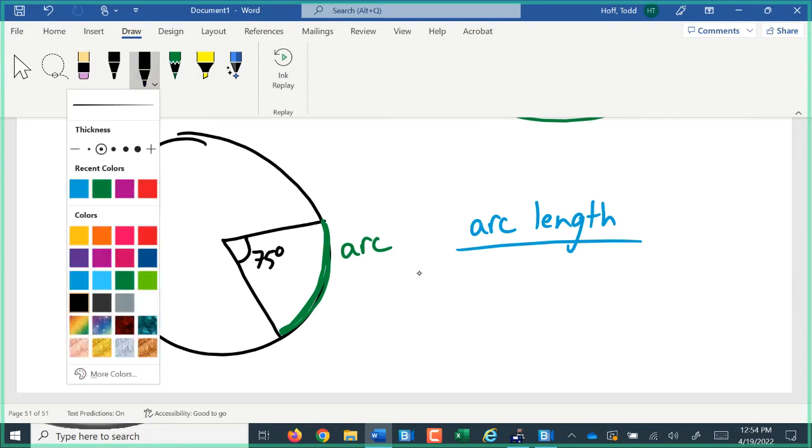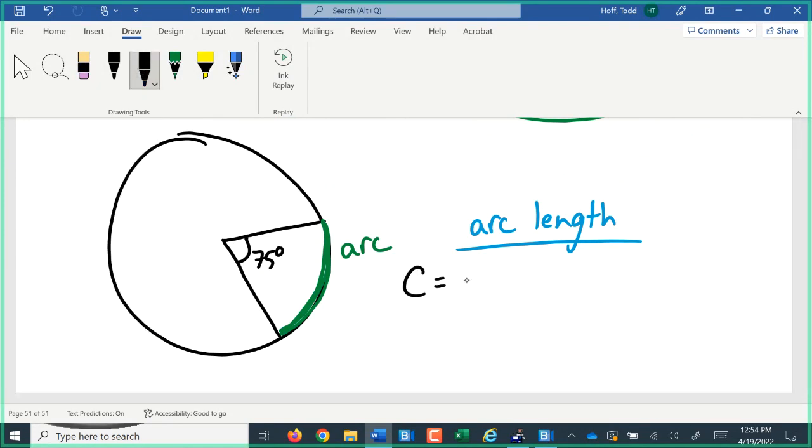So we find the circumference of the whole circle. Let's put in a 4-foot radius here. How do I find the circumference? 2 times pi times the radius. Right? That gives me 25.12 feet circumference.